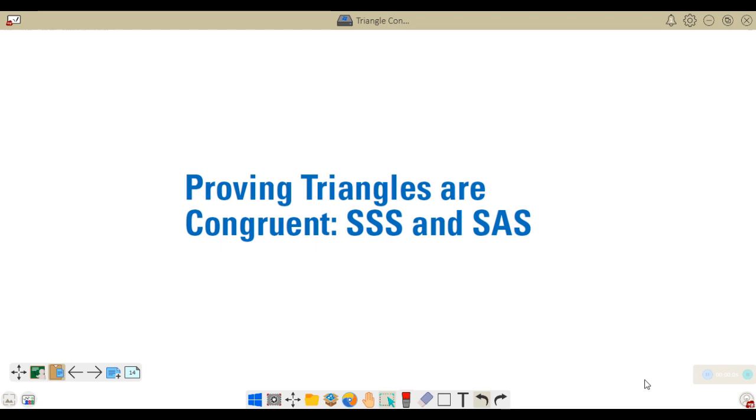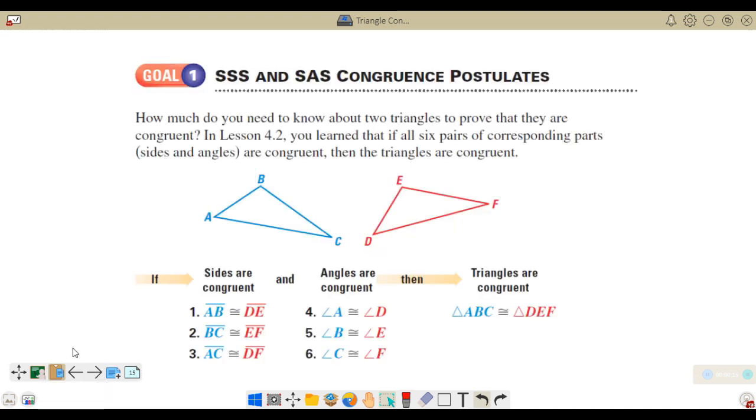This is Ma'am Rena, and for this video discussion, we are already in the next section, proving triangles are congruent using the SSS and SAS congruence postulates. In the previous lesson, we needed 6 pairs of corresponding parts, that is 3 sides that are congruent and 3 angles that are congruent, to conclude that 2 triangles are congruent, right?